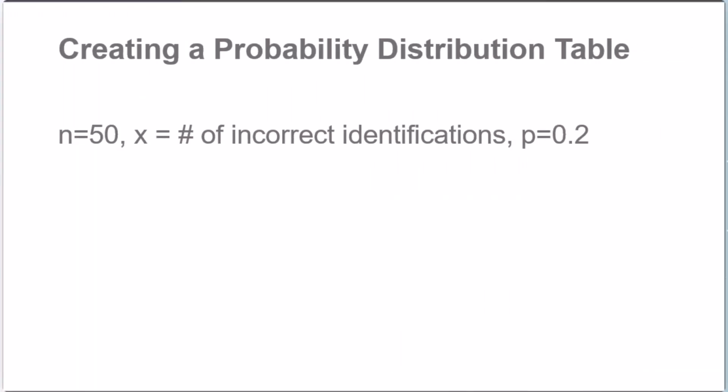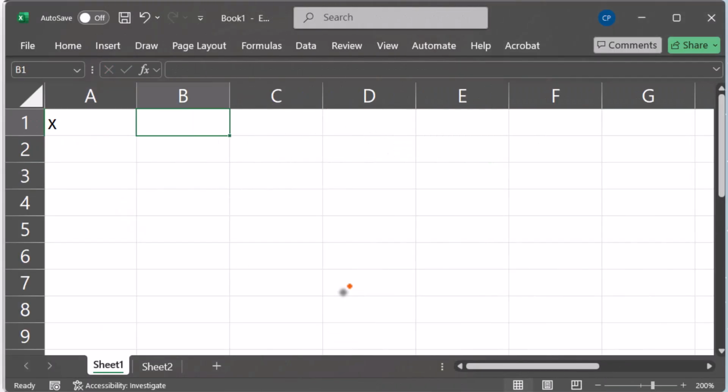Often when you're working with a binomial random variable, we'd like to create a probability distribution table. So for 50 trials, if we're tracking the number of incorrect identifications, I can create a table that tells me the probability of any of the possible outcomes. I'm going to make a table with x and p of x here.